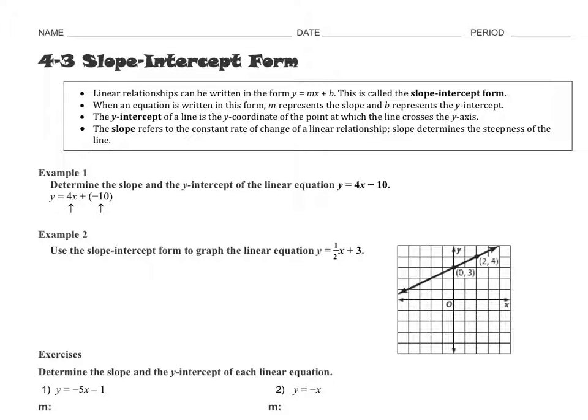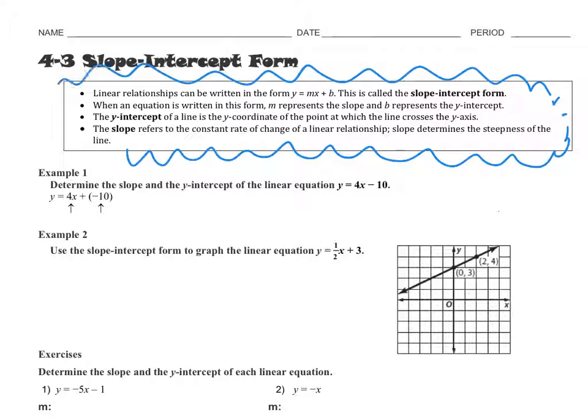So 4-3, slope-intercept form. We've talked about this a little bit, but now we're going to get a little bit more in depth. We're going to break it down. This information right here is all important, and it breaks it down in words for you, but we're going to go through each one.